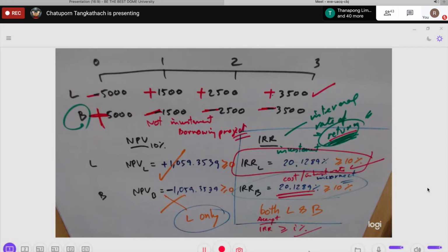So at this point, you see that we have 3 cautions for IRR. First one, beware of the multiple IRR case. Second one, the no IRR case. And last one, beware of the borrowing project. Caution number 4, I will tell you next. Okay, any question at this moment?